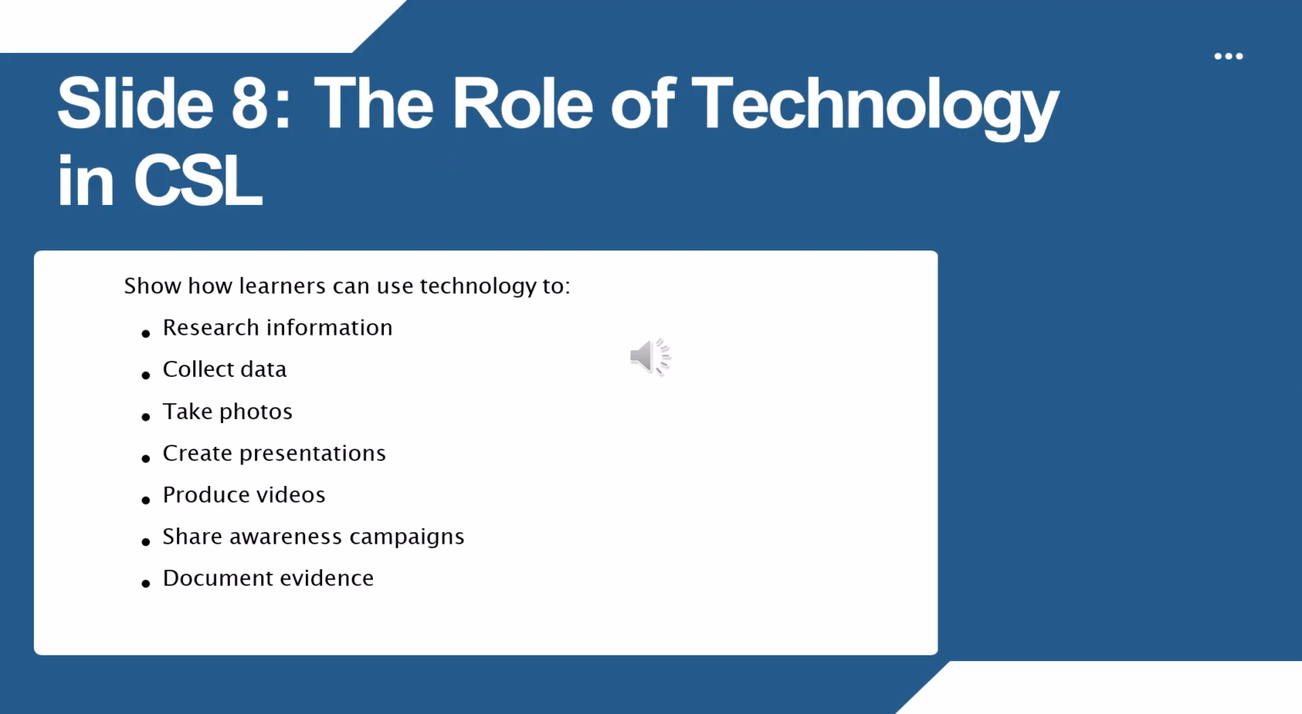Technology plays an important role in making community service learning more effective, organized, and impactful. It helps learners gather information, work effectively, and share their achievements with others. Learners can use the internet to research information about the community problem they want to solve. They can also collect data through surveys, interviews, or online forms to better understand the needs of the community.